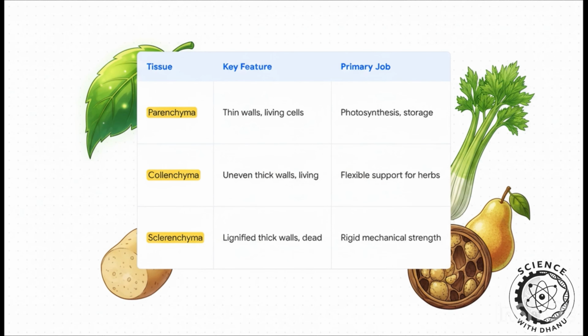Okay, so take a look at the plant's support crew here. First, you've got parenchyma. That's kind of the workhorse, handling food storage and photosynthesis. Then there's collenchyma, which gives flexible support. Think of the flex in a celery stalk. That's this stuff. And finally, sclerenchyma. This stuff is hardcore. They're actually dead cells with super thick walls that give the plant rigid strength, like the gritty bits in a pear.